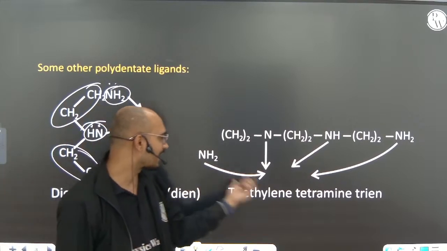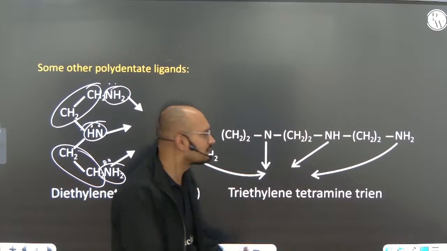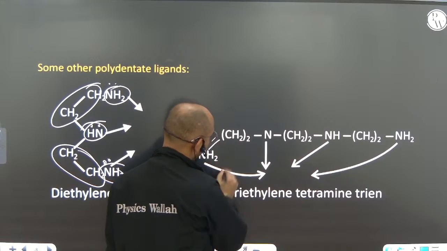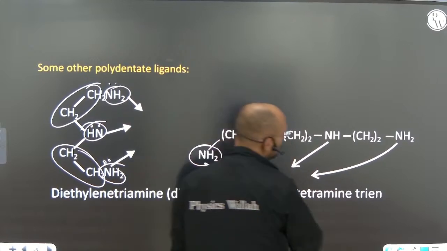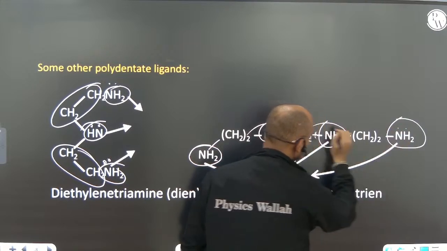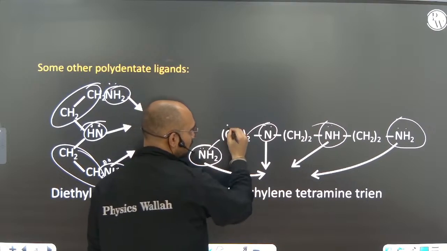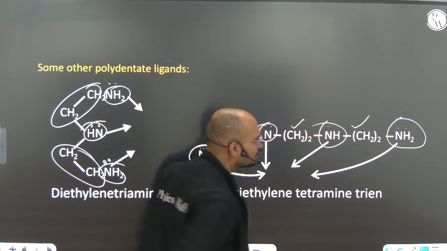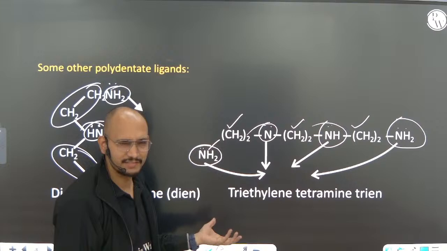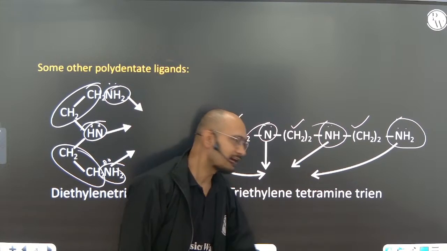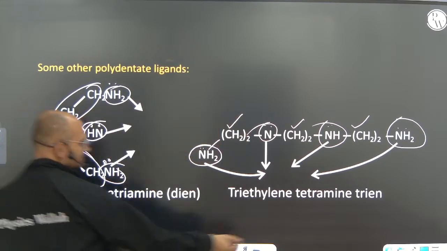Then it may be triethylene tetraamine. How many ethylene groups can you see? And how many amines? 1, 2, 3, 4. So it can donate from 4 places, therefore the denticity is 4. How many ethylene groups are there? 1, 2, 3. So that is triethylene. I hope you understand how the name is given. Triethylene tetraamine is also called trien.